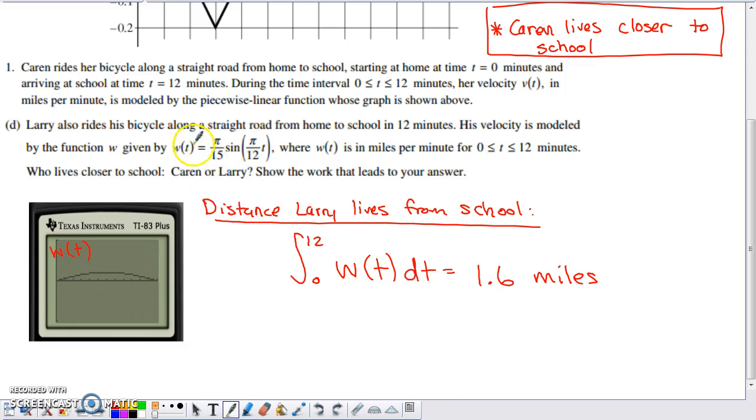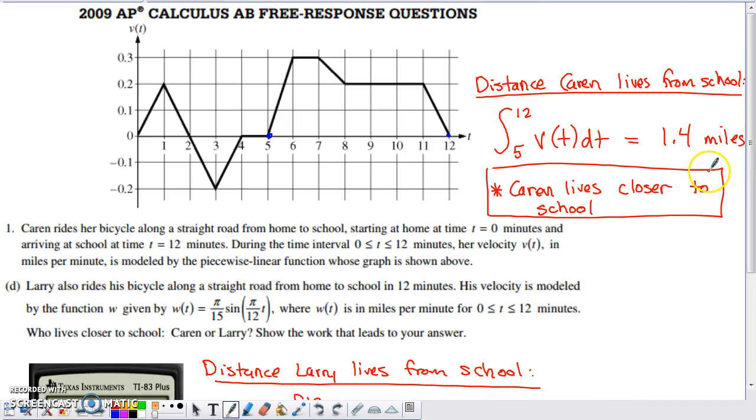And to find the value of this integral when the calculator's in play, you can do the integral from the graph screen, or you can do the integral from the home screen out of the math menu, and if you do that successfully, as long as you're in radian mode, you end up with 1.6 for the value of this integral. So Larry lives 1.6 miles from school. Karen lives 1.4 miles from school, so obviously Karen lives closer to school.